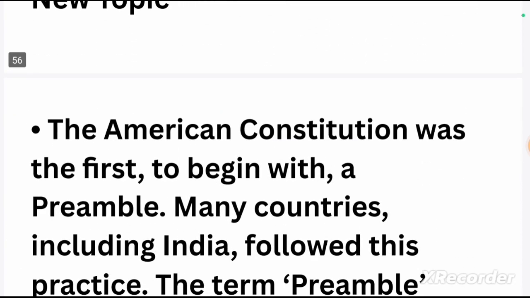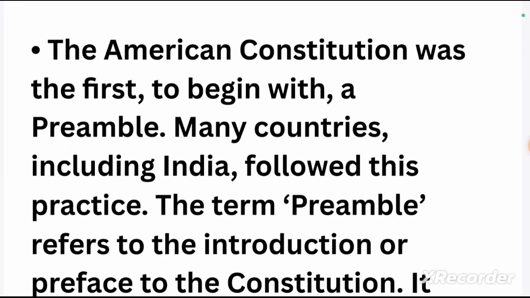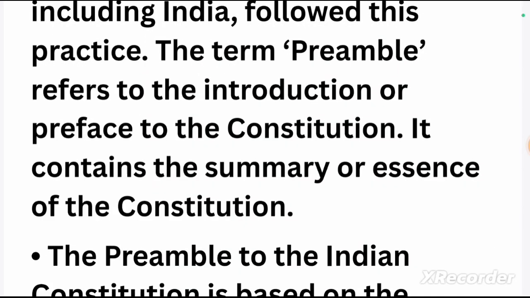New topic. The American Constitution was the first to begin with a preamble. Many countries, including India, follow this practice. The term preamble refers to the introduction or preface to the Constitution. It contains the summary or essence of the Constitution.